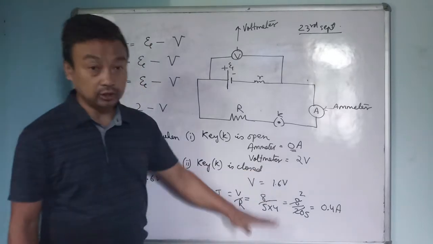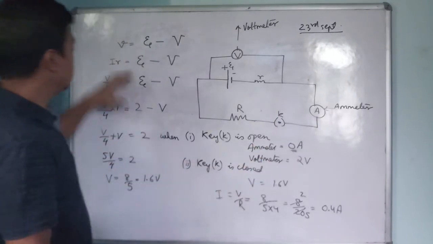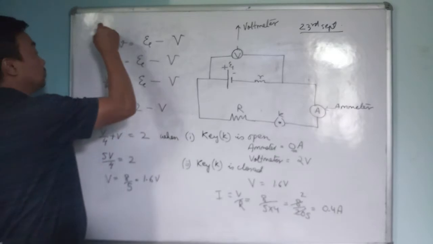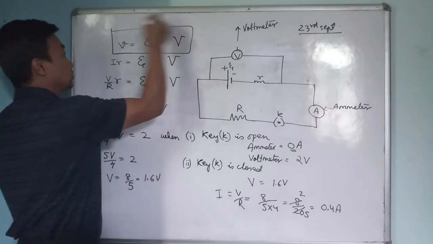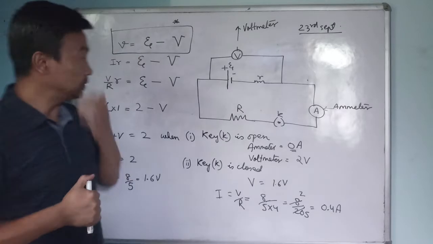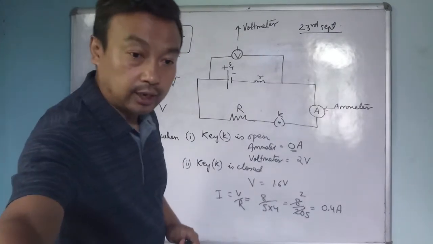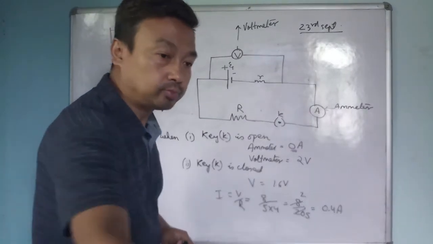So this is the situation when the key is closed, when the current is flowing, because this is the formula which you have to remember. Like that, there are other problems also. In all the problems, the formula will be this only. So you can do this. So now let us go to another question.